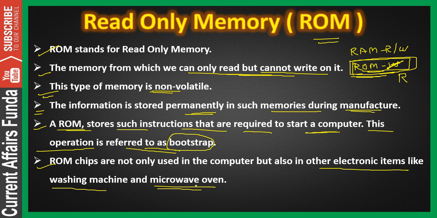Your fridge, okay, they are all automatic. So some instructions are there now in your microwave, in your washing machine. Where are these instructions stored? All these instructions are stored in ROM, and your manufacturer fitted it in your microwave, in your automatic washing machine, and it will work by reading all these instructions.